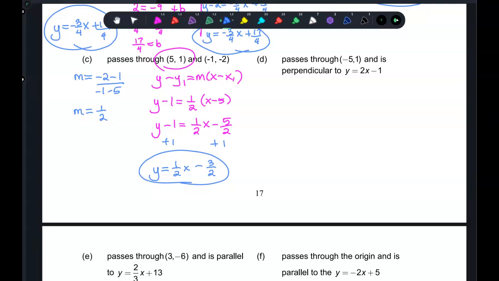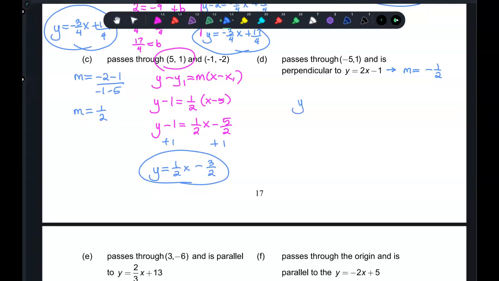Okay, passing through negative 5, 1, perpendicular. So if it's perpendicular to y equals 2x minus 1, what is my slope going to be? Negative 1/2. Remember, perpendicular slopes are opposite reciprocals. So one's positive, one's negative. If this is positive, the perpendicular slope has to be negative.